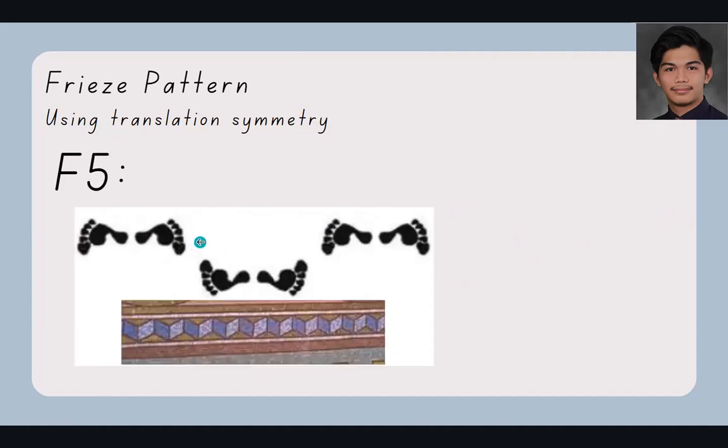The fifth frieze group contains translation, glide reflection, and rotation half-turn symmetries. As you can see, the glide reflection is where they actually jump from one side to another, meaning there's a mirror reflection line over here. And as for the rotation symmetries, think of it as a small circle once again, where they actually switch over here and over there.